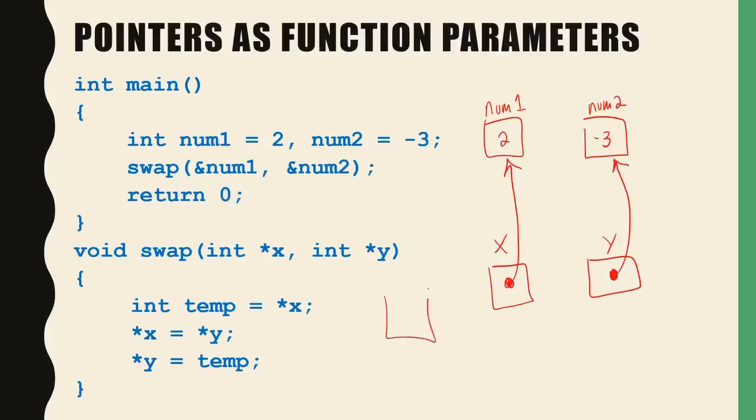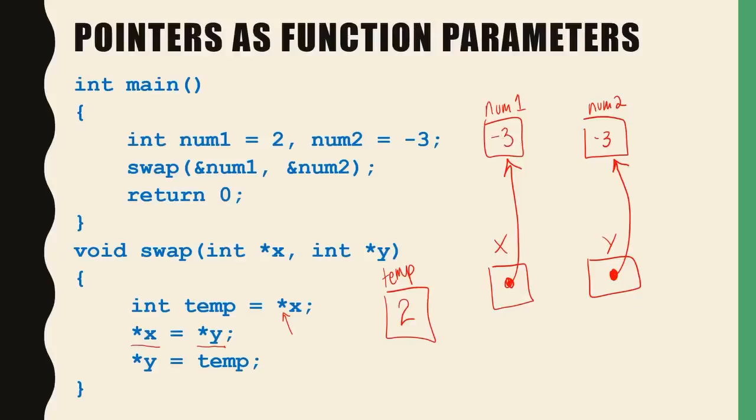So now x contains the memory address of num1, and y contains the memory address of num2. In this function, we also created a local variable temp, and we're going to initialize temp to hold the value that x is pointing to because we're dereferencing x. So temp is going to hold 2. Then on the next line, we're going to put the value that y is pointing to and place it in the variable that x is pointing to. So the value that y is pointing to is -3, and we're going to place it in the variable that x is pointing to. So that will put a -3 inside of num1.